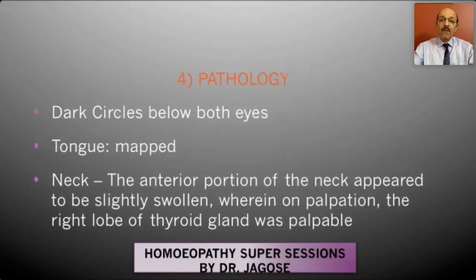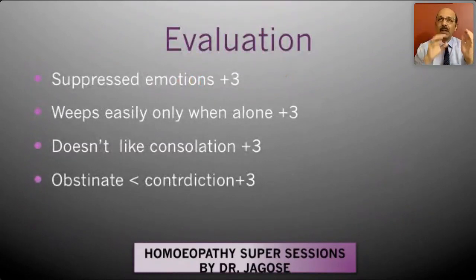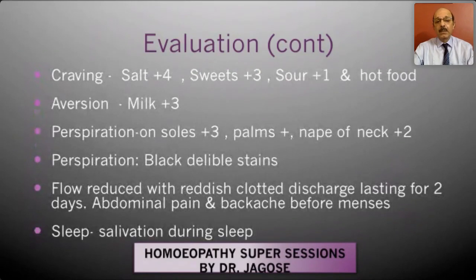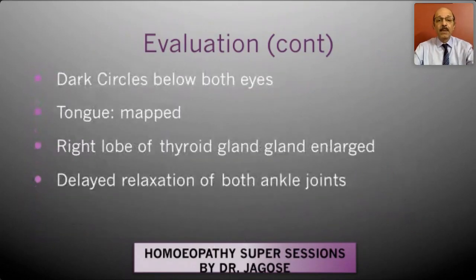Okay, so we have done the synthesis in a correct order under each group: mental, physical general, physical particular, and pathology. Now from there, in evaluation, we are only taking those things which are important. In evaluation, as you can all see on the screen: suppressed emotion, weeps easily when alone, doesn't like consolation, often aggravated by contradiction, anticipatory anxiety, fear, memory, introverted personality, craving, aversion, perspiration, menses, flow, sleep, and lastly the pathology. Out here you can see I've taken a good number of symptoms which are characteristic in nature.